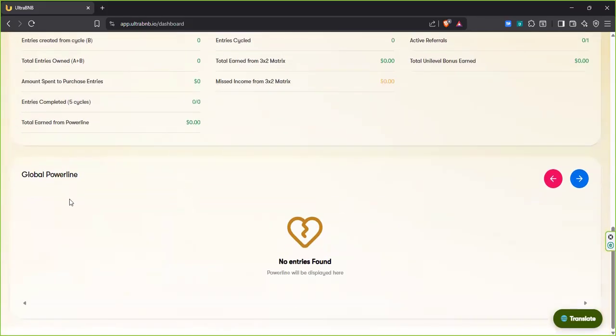Now moving on to the global power line. Here we will see the power line networks. For some of us, we already have experience with this, so it wouldn't be difficult to notice. The global power line is going to be a chain, a single straight line. But it's a section where we will have different entries positioned in the network, because it starts from entry number 1 all the way to infinity, and depending on which user owns a particular entry, it will also be recorded here.